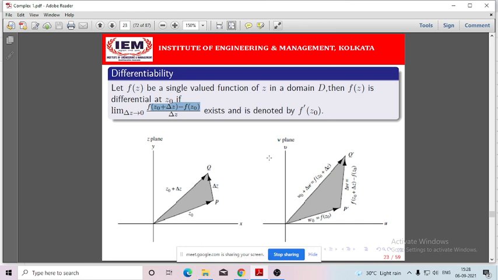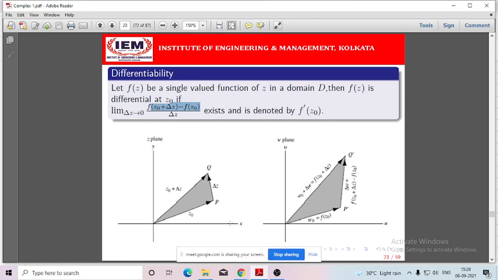Sir, please explain this again. How it is coming fz0 plus del z minus, sorry, fz0. Your voice is breaking. I don't know whether it is my problem from my end or problem from your end. Can you say more louder? Sir, please explain why it is coming fz0 plus del z minus fz0.